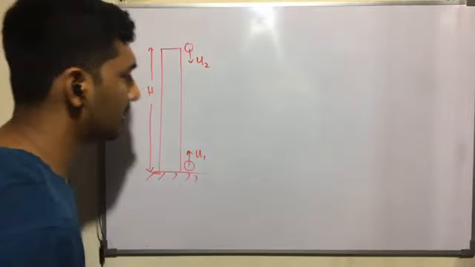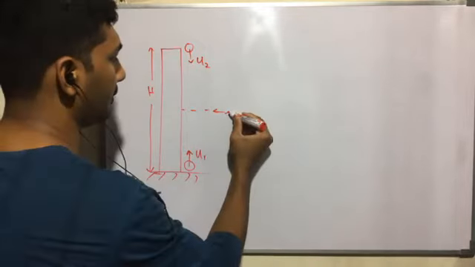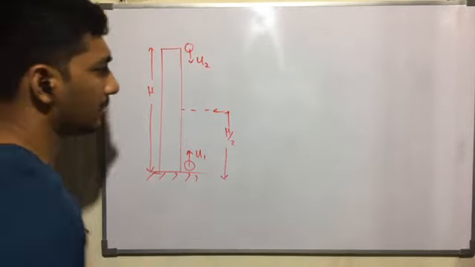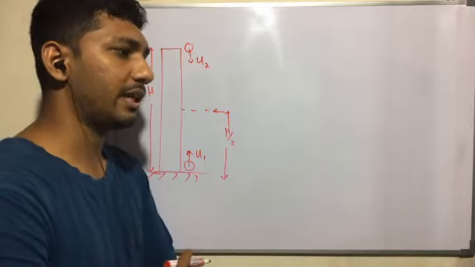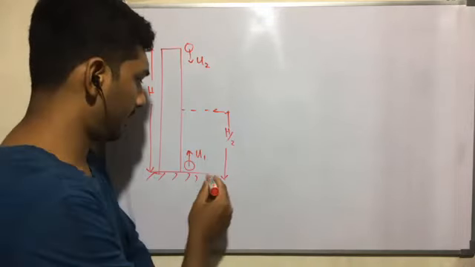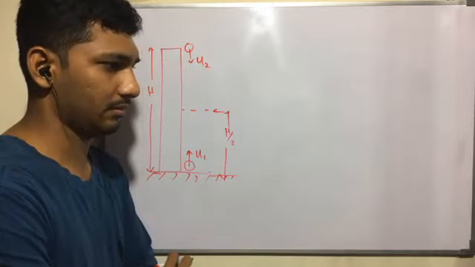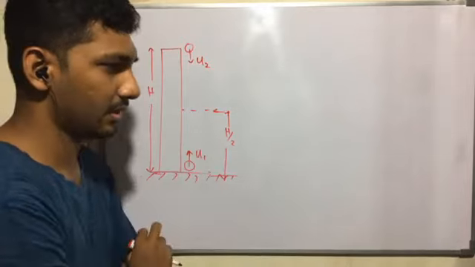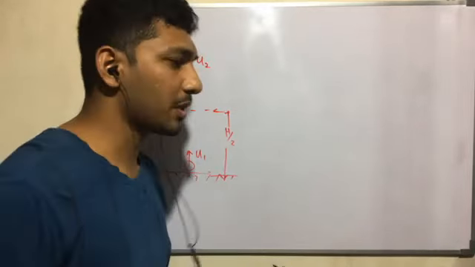Both particles meet at a height of h/2 from the ground level. From the top also it will be h/2, no? The total height is h. So which of the following expressions are correct?